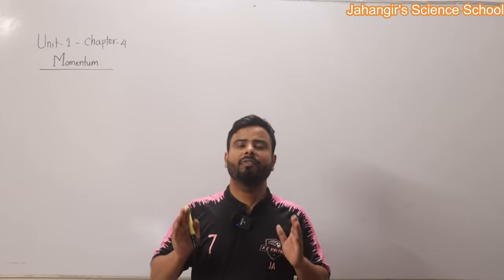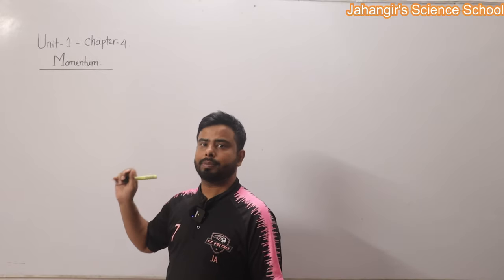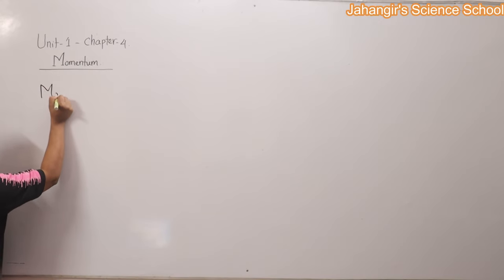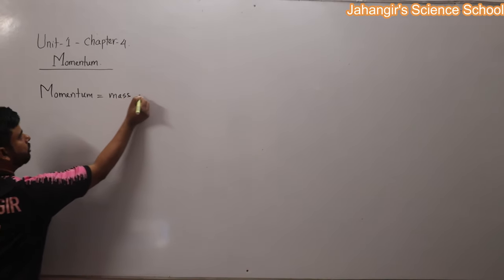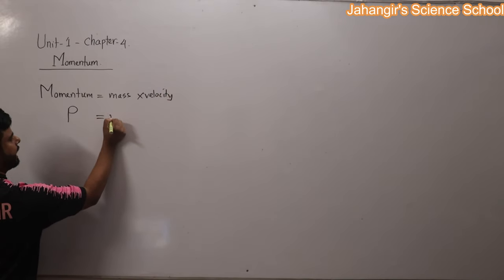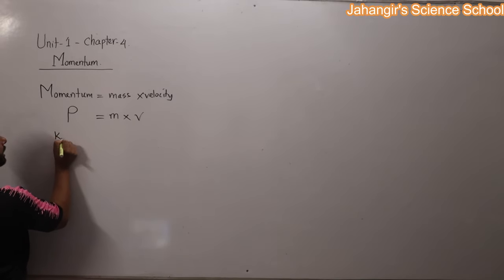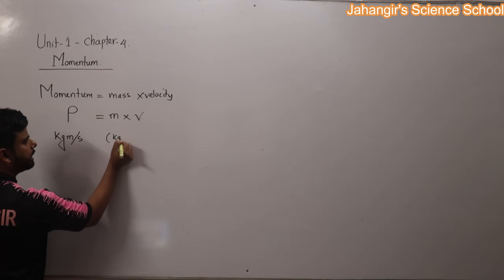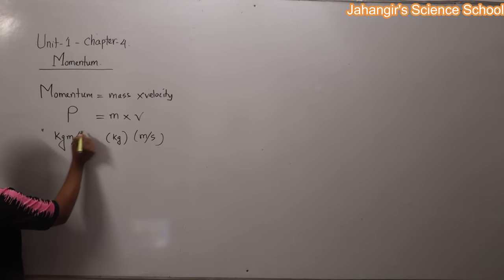We know when a vector quantity is multiplied with a scalar quantity, the result must be a vector quantity. So momentum equals mass into velocity. Momentum is denoted by P. P equals m into v. So the unit of momentum is kg meter per second. Why? Because the unit of mass is kg and the unit of velocity is meter per second. So that's why the unit of momentum is kg meter per second.